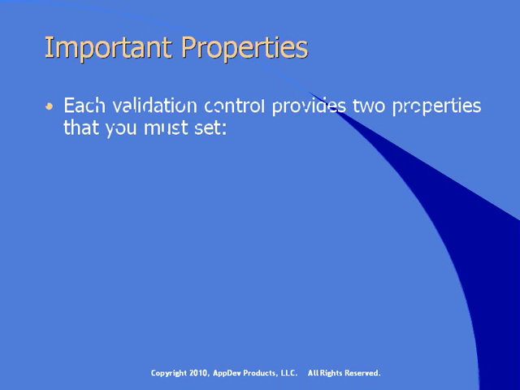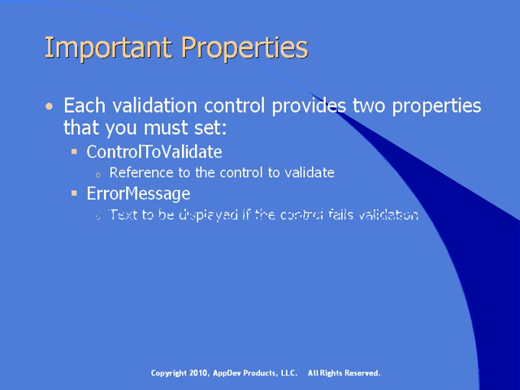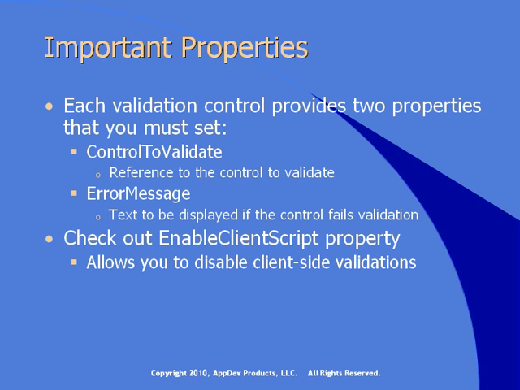For each validation control, you need to set at least two properties. There's the control to validate. That's a reference to the control that you need to validate. And there's an error message property, which is the text to be displayed if the control fails validation. You'll also want to look at the enable client script property. This allows you to disable client-side validations if you want all the validations to be performed on the server side.